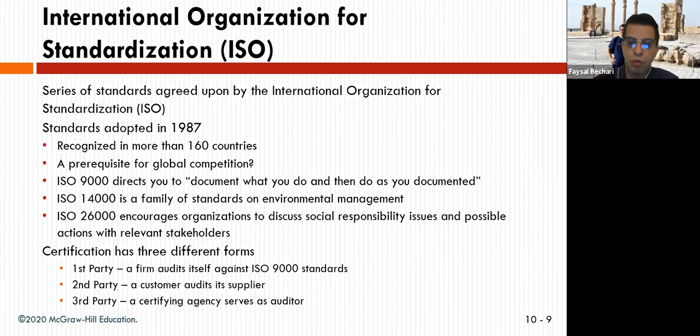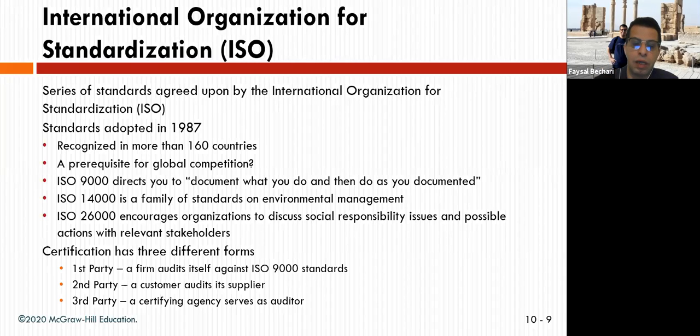And ISO 14000 is a family of standards on environmental management: how you are reusing, renovating, not wasting, not hurting the environment. And there is an ISO 26000, which encourages the organization to discuss social responsibility issues and possible action with relevant stakeholders. Once again, in 9000, you document what you do, and then you do as you documented it. And this is the most famous one.